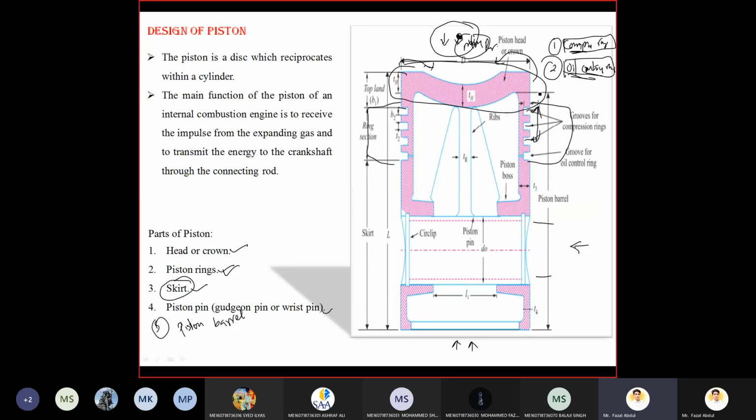And the piston barrel is the total portion. See here, from the bottom of the head to the last end of the piston, that is referred to as the piston barrel.